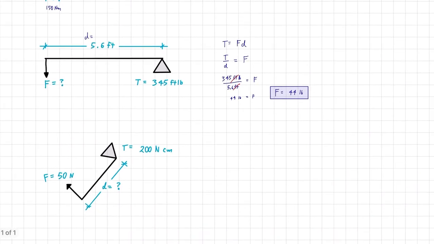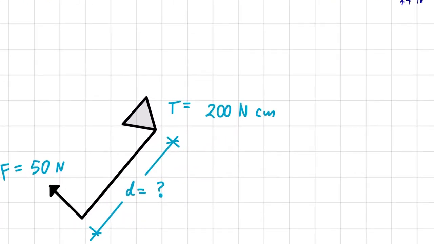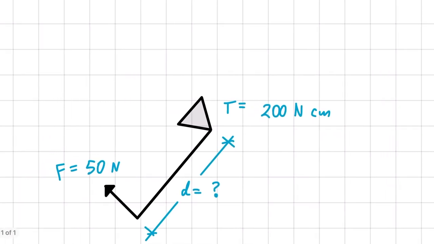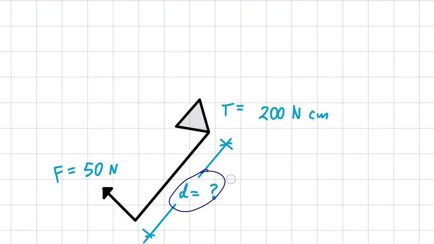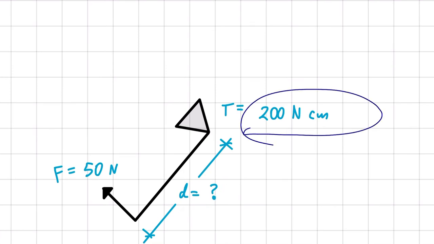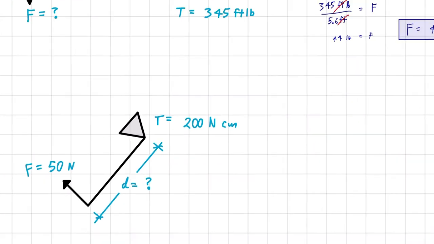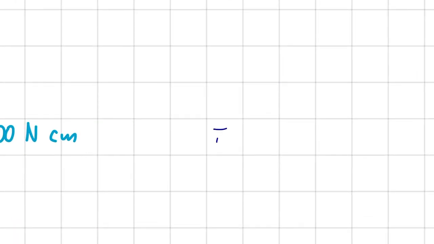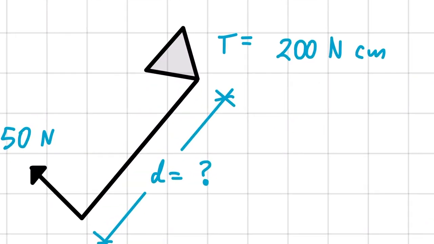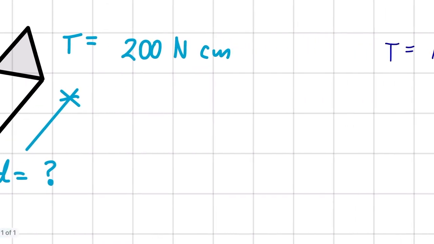All right, now let's move on to our final one here. We have a known torque of 200 Newton centimeters created by a force of 50 newtons. Now we want to know how far away does that force have to be applied to result in that torque. So remember the equation, same as before. Torque is equal to force times distance. And here we want to solve for distance.